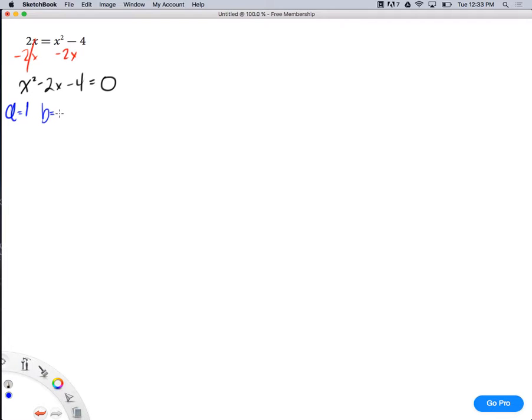Is it positive 2 or negative 2? Good. Summer, what's C? Negative 4. Good. A is 1, B is negative 2, C is negative 4.